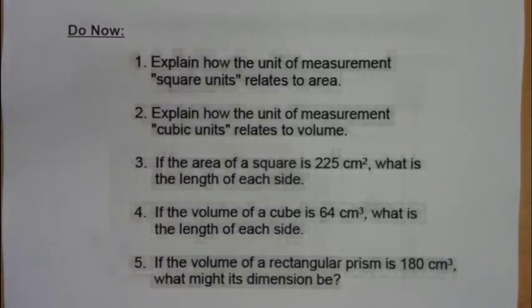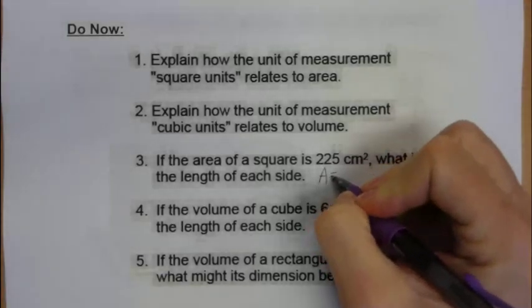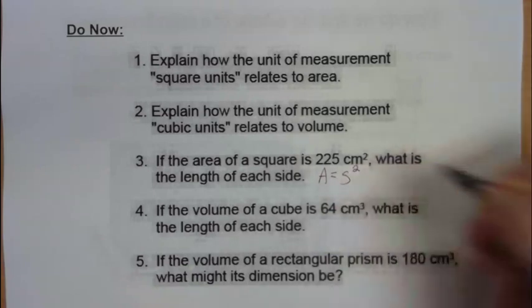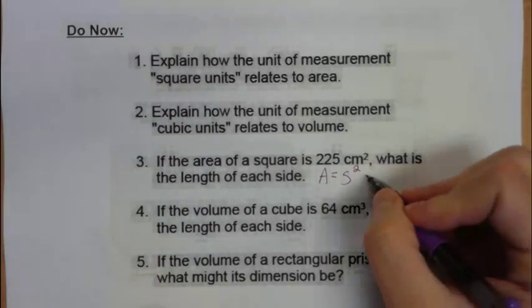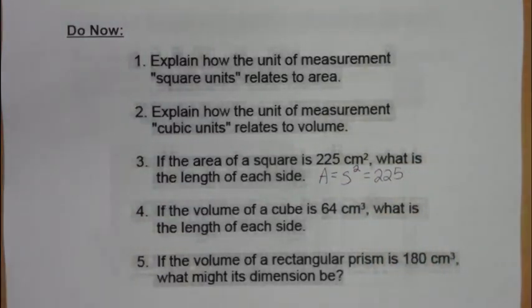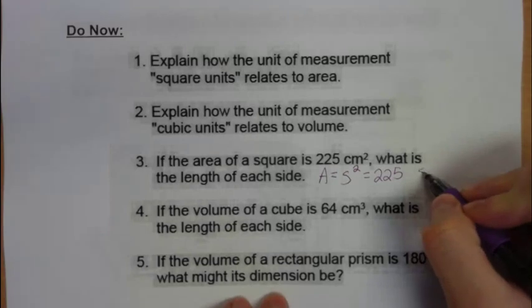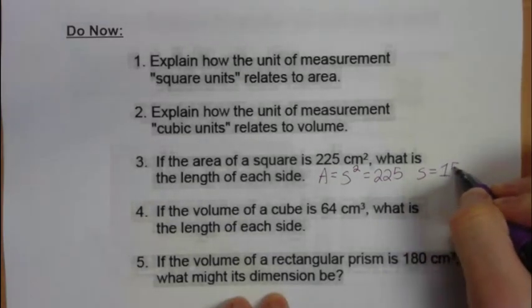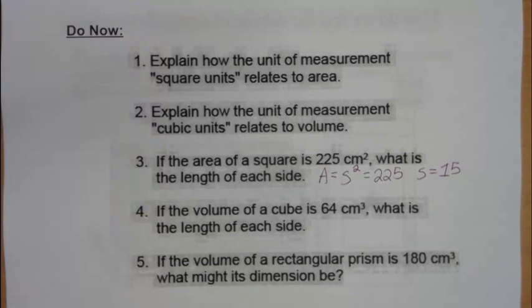Number 3, the area of a square is 225 centimeters squared. What is the length of each side? The area of a square is represented by taking one of those sides and squaring it. So if I knew that my 225 centimeters squared area was the answer, if I square root both sides, that would tell me that the side length would be 15. And that would be how I get my answer. And just remember that centimeters squared doesn't mean you're taking that number and squaring it after the fact. Centimeters squared, remember, is just square units.